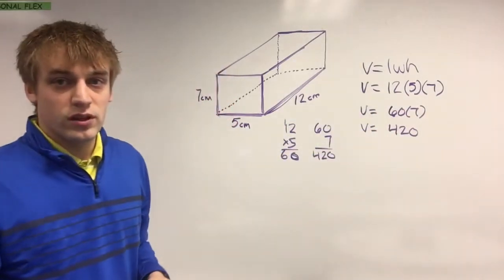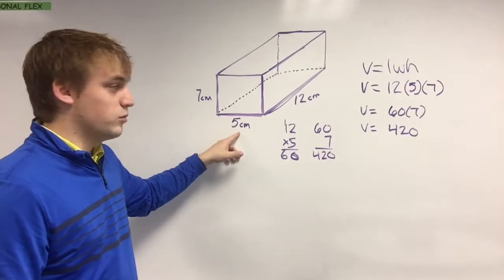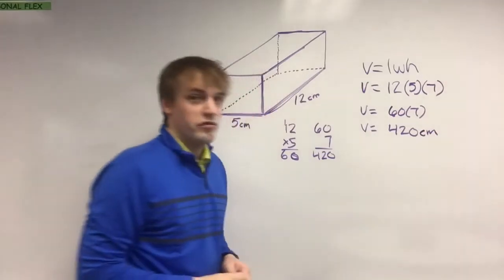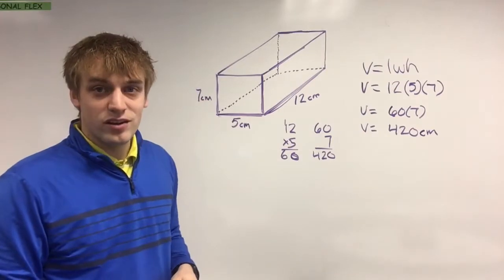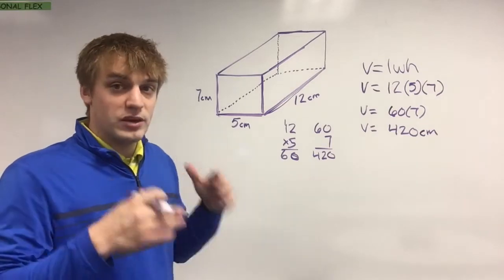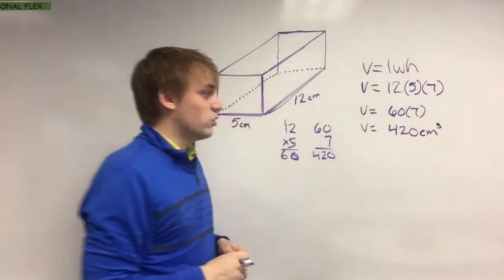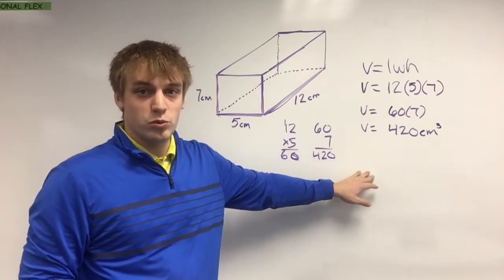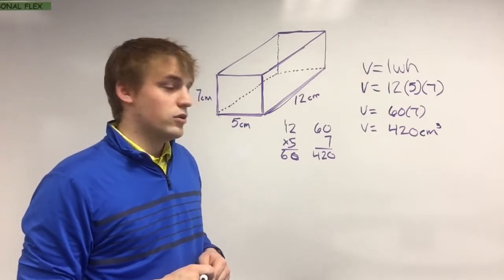Now the label, we need to use the units. The units of this rectangular prism are centimeters. So we're going to put centimeters. And since we're finding volume, which is how many cubic units can fit inside, how much space this shape takes up, that makes it three-dimensional, so we need to put a 3 here. So we say this 420 centimeters cubed. Okay, 420 centimeters cubed. That's how we say that.